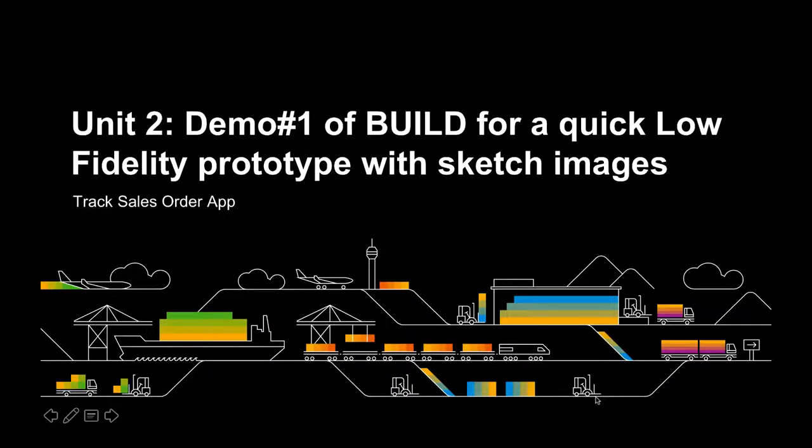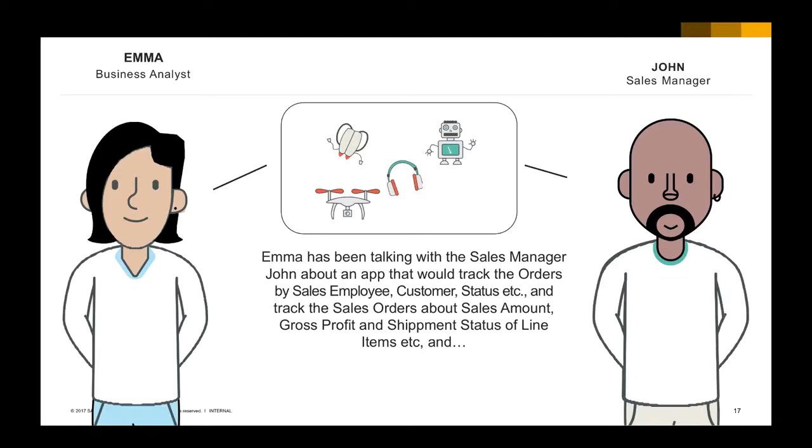Unit 2. Build a quick, low fidelity prototype with scratch image. So here was the use case. Emma as a business analyst and John as a sales manager. Emma has been asking to work with John for an app to check the sales order by the sales employee, by the customer, by the status. And when checking the sales order, the sales manager would like to know about the sales amount, gross profit, shipping status for the line items, and so on and so forth.